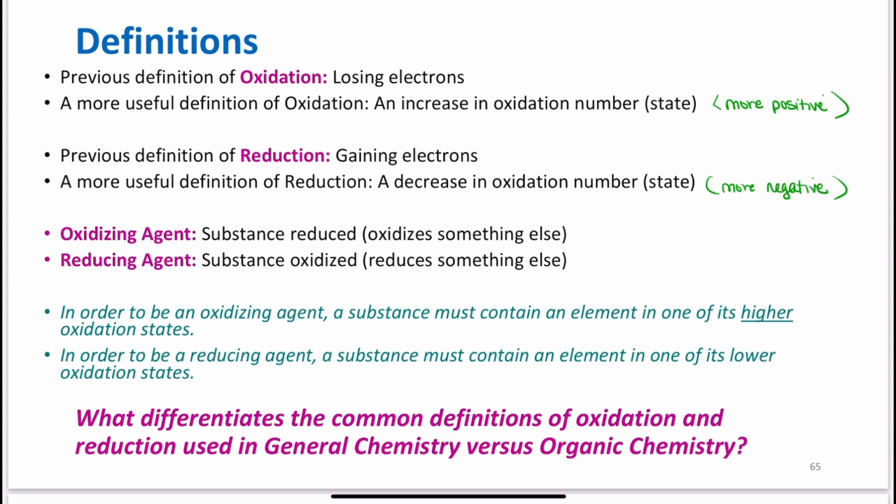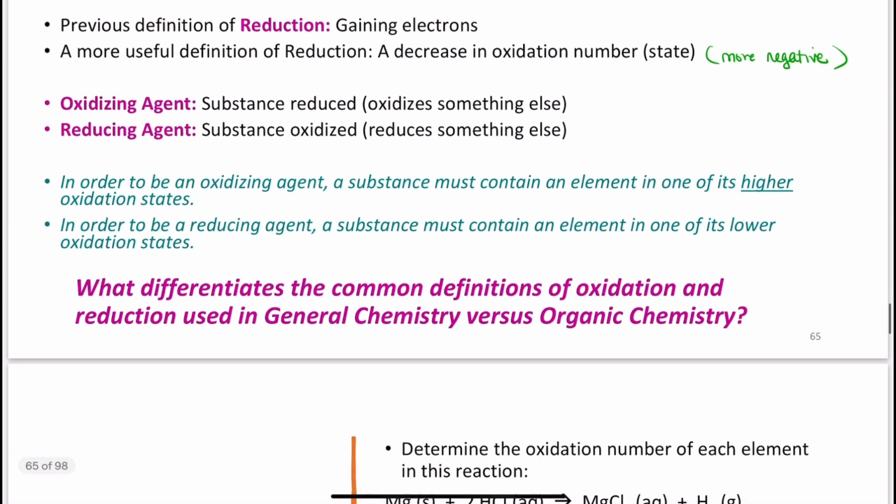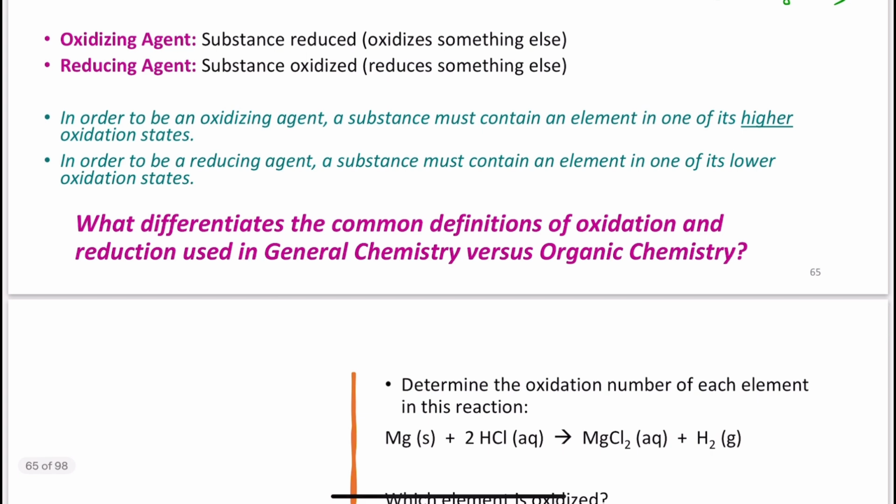Again, remember your oxidizing agent is a substance that's reduced itself, it oxidizes something else. Your reducing agent is a substance that's oxidized, it reduces something else. It's like your real estate agents, they're not selling real estate to themselves, they're selling it to someone else. So, in order to be an oxidizing agent, a substance must be in one of its higher oxidation numbers or higher oxidation states because it needs to be able to gain electrons.